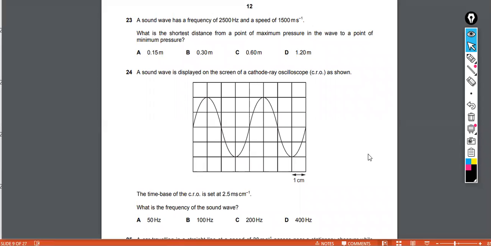Question 23 of this paper reads, a sound wave has a frequency of 2,500 hertz and a speed of 1,500 meters per second. What is the shortest distance from a point of maximum pressure in the wave to a point of minimum pressure? So in order to answer this question, we both have to have a conceptual understanding of a sound wave as well as a theoretical understanding of mathematics. It's really about wavelength.